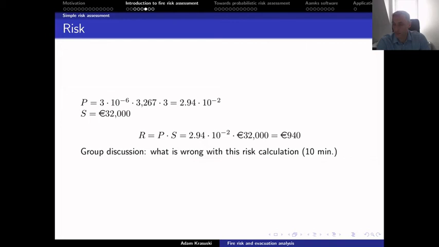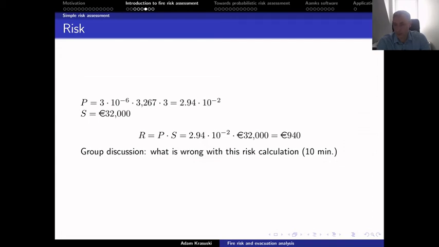Okay, so it seems that the risk calculation is very simple. We just take from the statistics the value of probability per square meter, take the consequences, and we have the value. But what is wrong with this calculation? Or maybe there are no problems with this calculation.